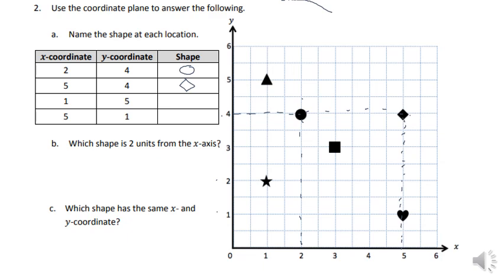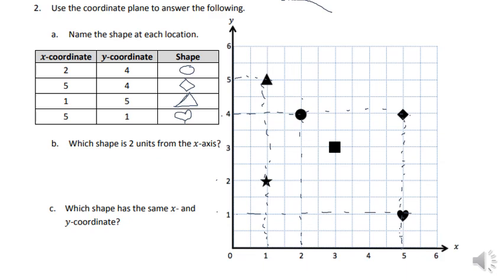The next one says x is 1, so I'm coming to 1 and coming up. And then I'm going to keep going up because y is 5. So when I go up on the y-axis to 5 and come across, I can see that the triangle would be at this point. And our last one says go over to 5 on the x, and then we're going to come up, and then it says go to the 1 on the y and come across. And that would end up with our heart. So there's our 4 shapes.